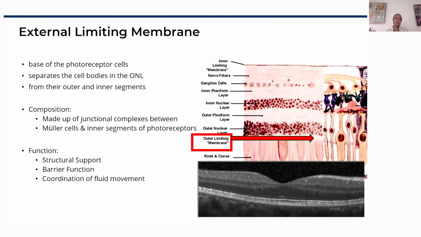Let's talk about the external limiting membrane now. That's found at the base of the photoreceptor cells. It separates the cell bodies in the outer nuclear layer from their outer and inner segments, the photoreceptors. And it's made of these junctional complexes. So it's not a definite membrane, just junctional complexes between your Müller cells and your inner segments of your photoreceptors. So the external limiting membrane has a function of structural support, barrier function, coordination of fluid movement within the retina. So it's a really important structure within the retina itself. And you can just see it there on this OCT.